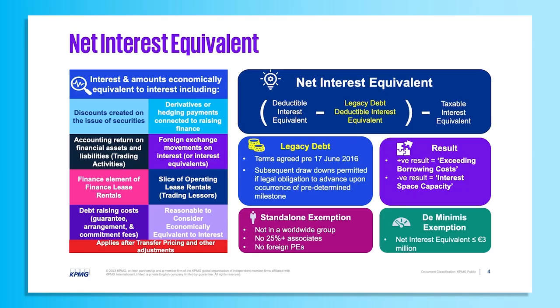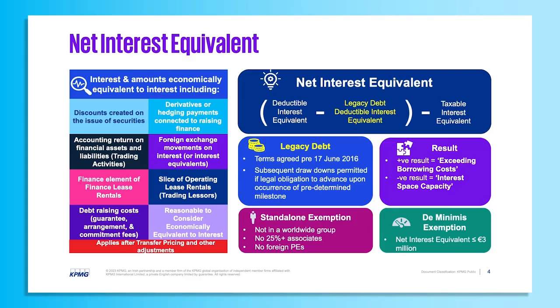It's important to bear in mind that the rules apply to the net interest expense of a company. That means you need to identify both deductible interest expenses as well as taxable interest equivalent income. There is an important exception for legacy debt. That's debt where the terms were agreed before 17 June 2016. This can be an important exception and is worth considering when you're looking at your corporation tax position for your company.